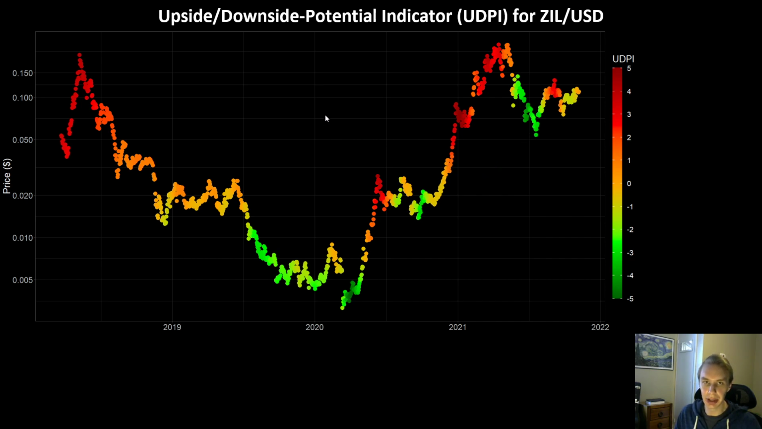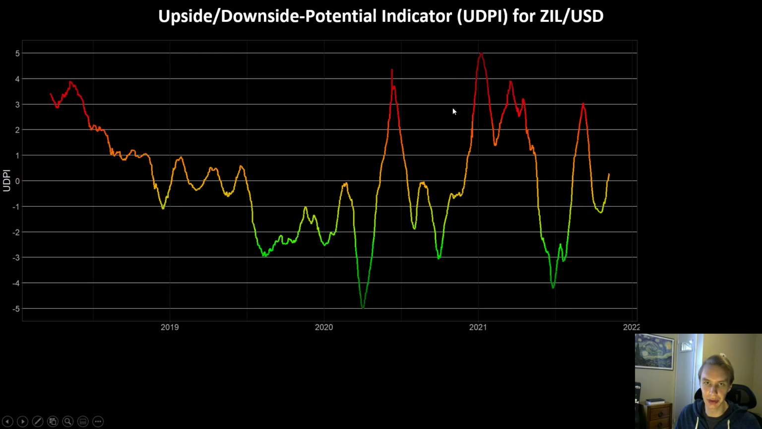So another way that we can look at the output of the UDPI is, instead of just plotting the dots according to the output, just look at the raw output across time. And so what you can see is that the UDPI bottoms out at these low risk zones and then spikes up to these high risk levels once it seems like ZIL is tapping out its upside potential and has a lot more downside potential left to realize.